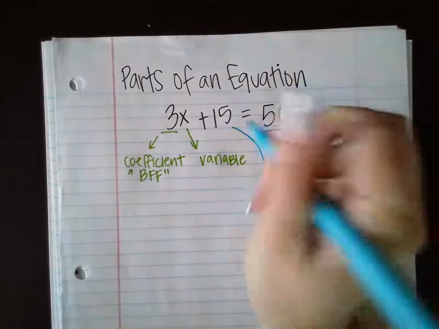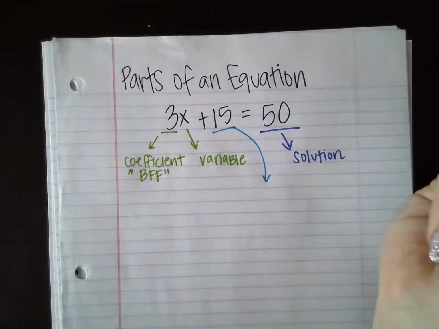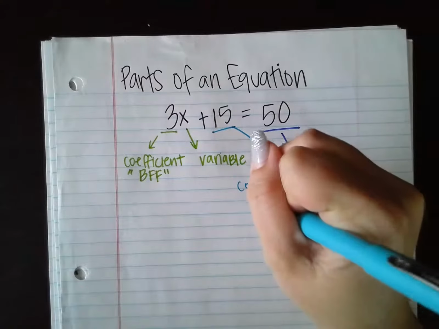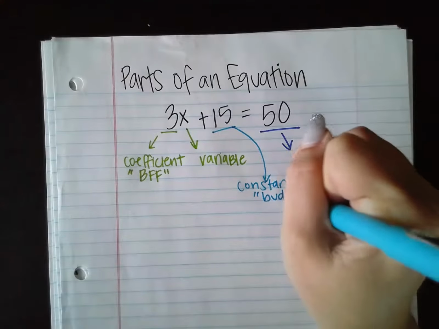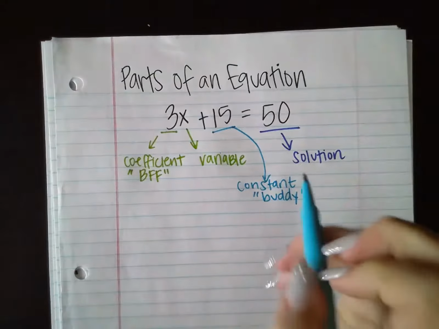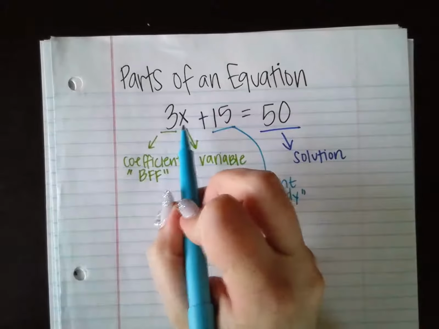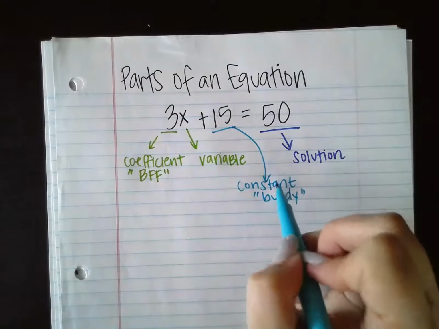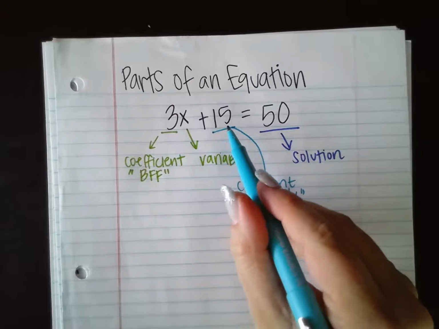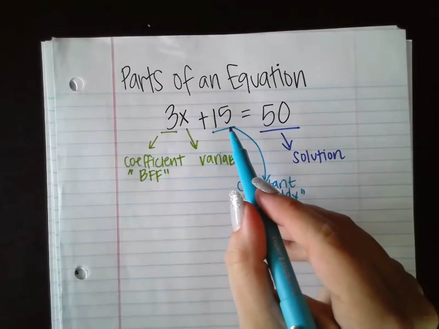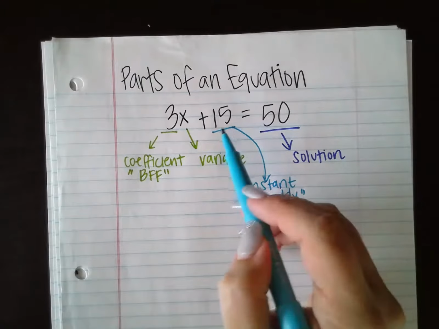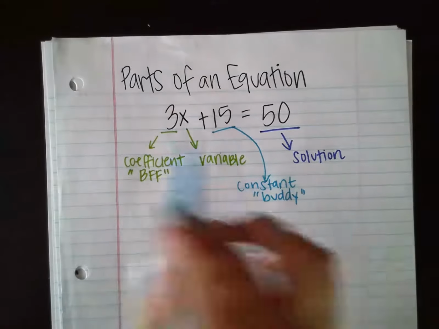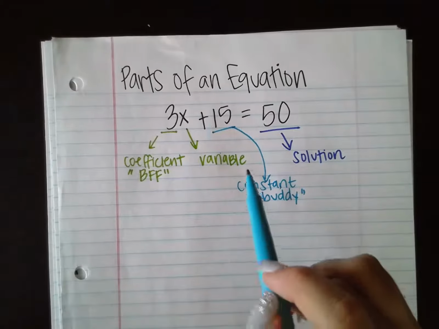This 15 is called the constant, or you may hear me refer to this as the buddy of the equation, because it's kind of like our variable's friend, but they're not besties. They're not joined at the hip like 3 and x are. So this is a constant. This is a number on its own. It is constant because its value will not change. It is not a variable. It's purely just a number. So these are the different parts of the equation.